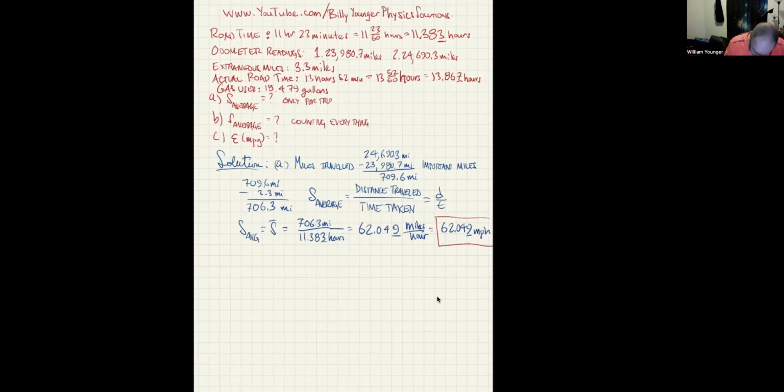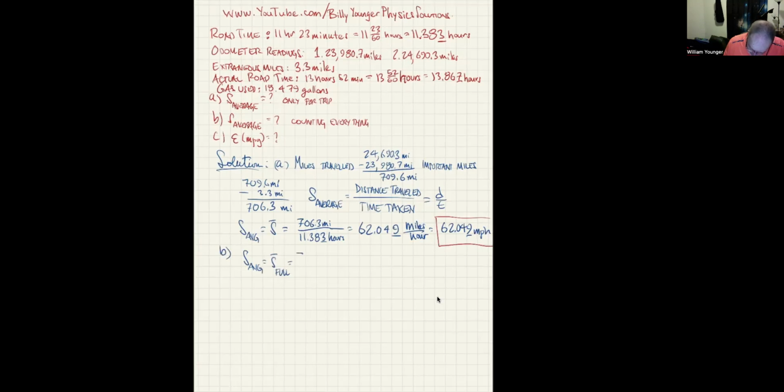All right, now for part B. For part B, we're wanting to know the average counting everything. So in this case, I'm not going to subtract out the 3.3 miles. I'm going to leave the total mileage to be 709.6. So S average again, which would be S bar. And I'll just put a full down here just to mean this is the full time we took. That again is going to be distance divided by time.